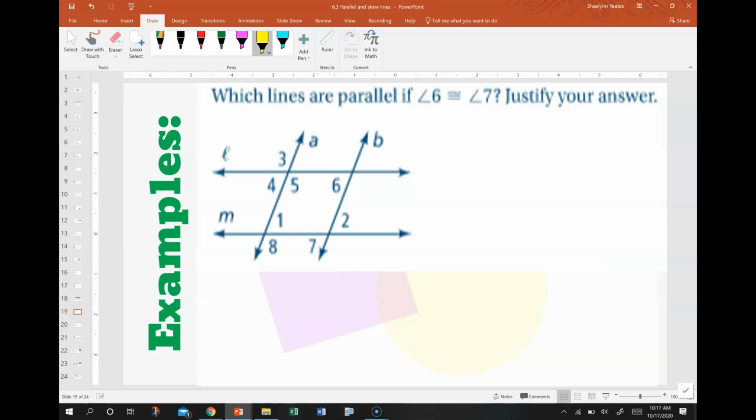So if you know, well, actually, I'm going to do this one, and then you'll do the next one. It'll be exciting. So if I know that angle 6 is congruent to angle 7. So first thing I'm going to do is mark angle 6 and angle 7. I know that they lie on a transversal. So what line do both 6 and 7 share? They both share B. So this is my transversal.